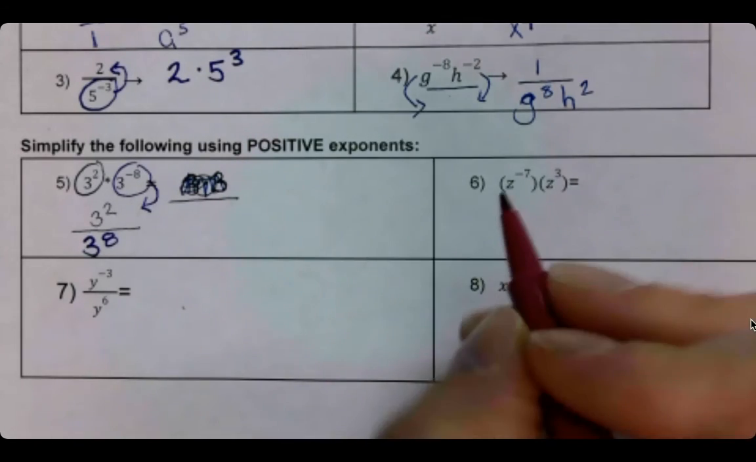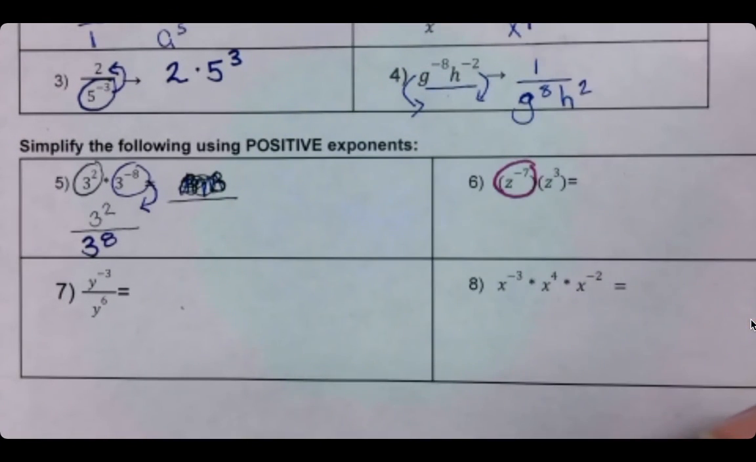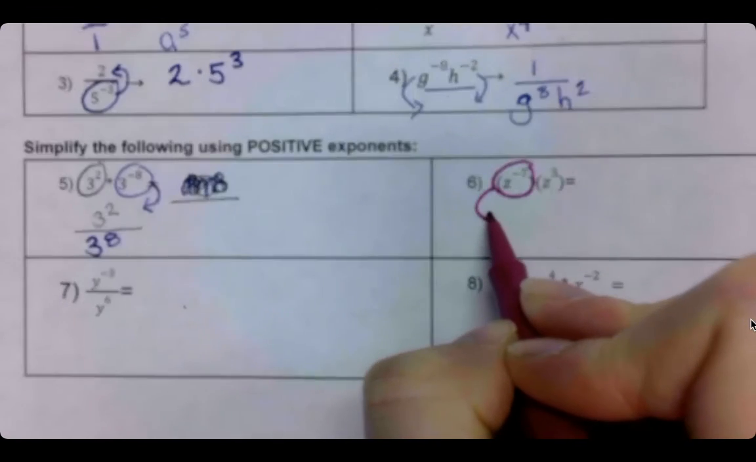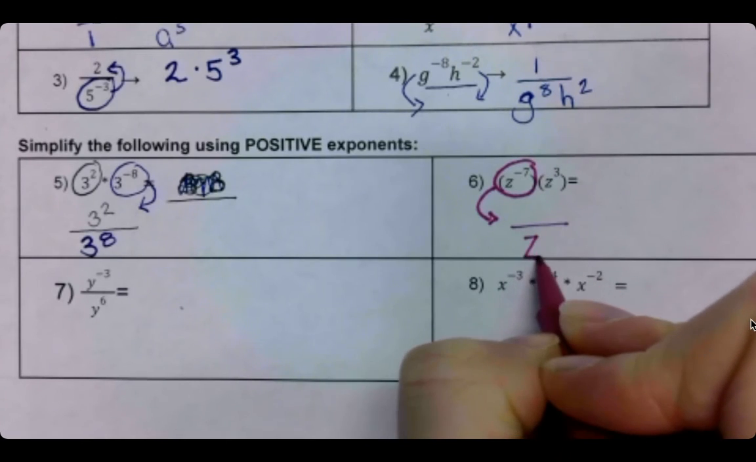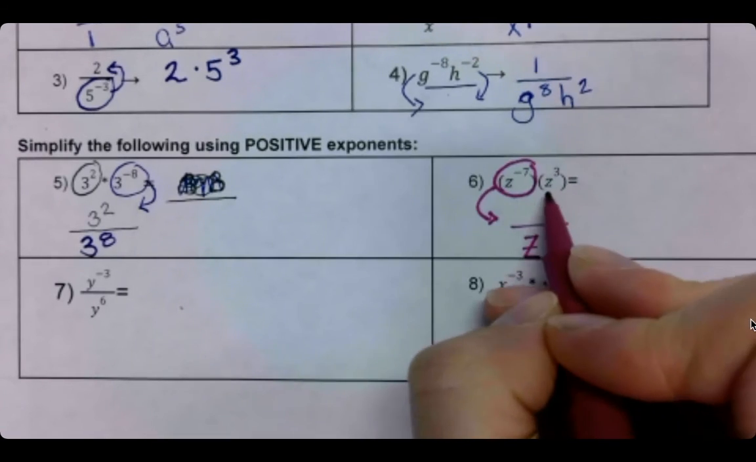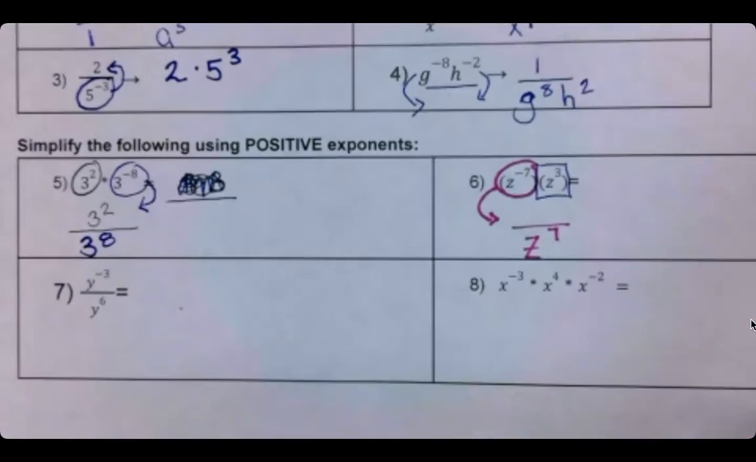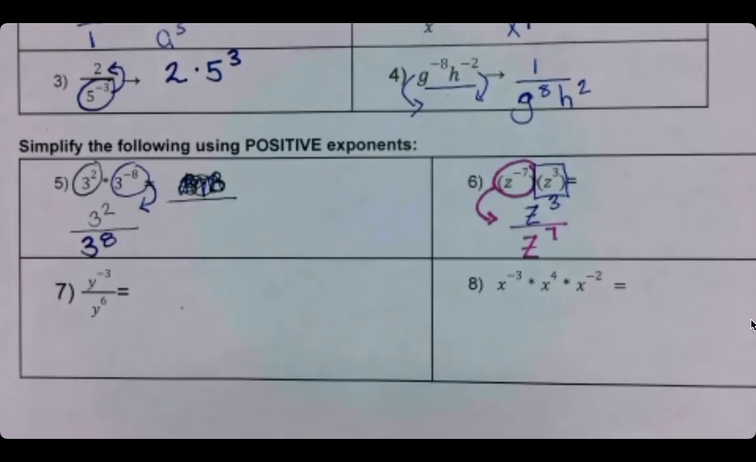All right. So looking at this one, doing the same thing. Does this have a negative exponent? It does indeed. So it's going to go down on the bottom, and it'll become a positive. Then, looking at the other one, does this have a negative exponent? It does not, so it's going to stay. Try number 7, see how you do.